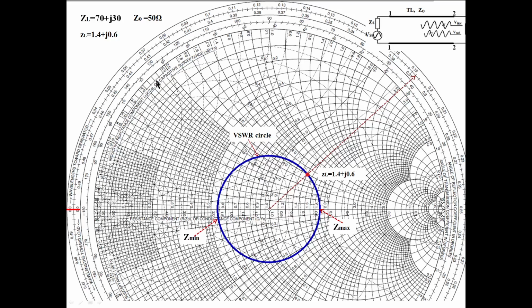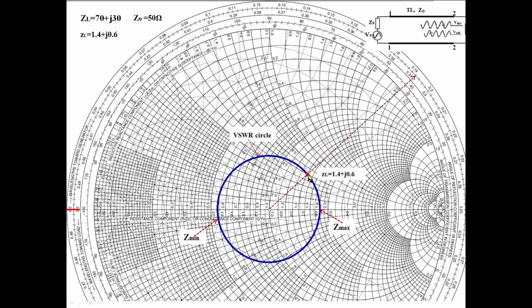This is 0.5, 0.4, and this is the 0.3 reactance circle, then 0.2. 0.3 is this reactance circle, 0.4 is this one, 0.5 is this, and this is 0.6, which is what we want. So you move over this 0.6 circle, and see, it intersects with the 1.4 resistance circle here.